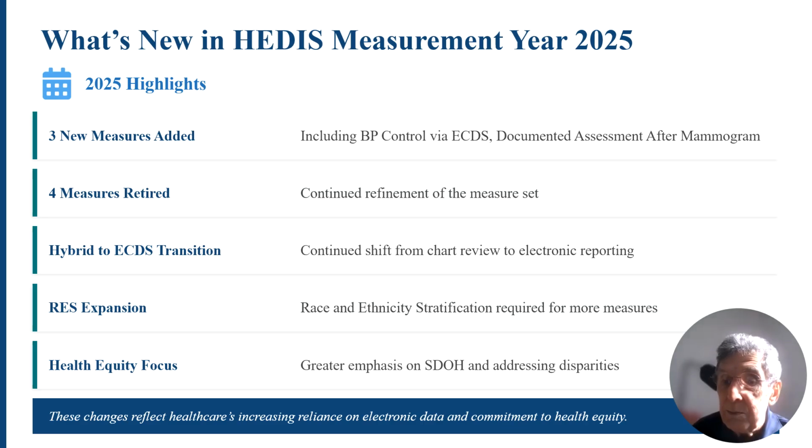impactful and actionable metrics. The transition from hybrid to ECDS only reporting continues. More measures that previously required chart review can now be reported entirely from electronic data. For example, the race and ethnicity stratification requirement is expanded to cover more measures. This reflects the industry's growing commitment to making health equity gaps visible and measurable.